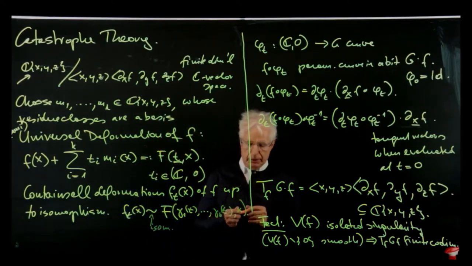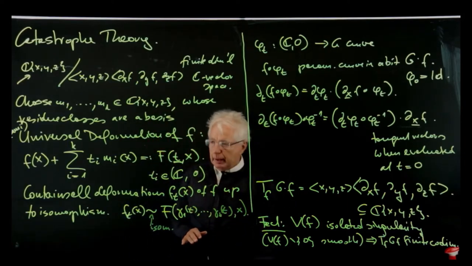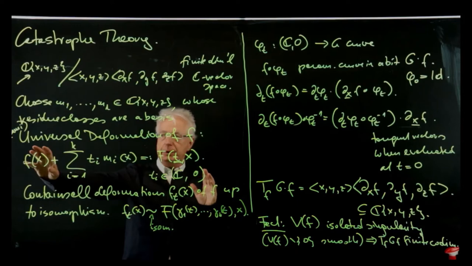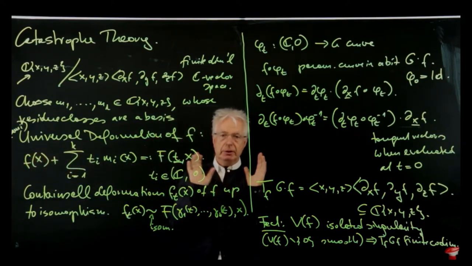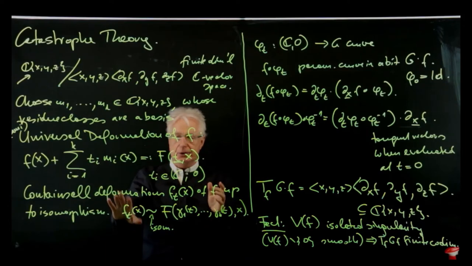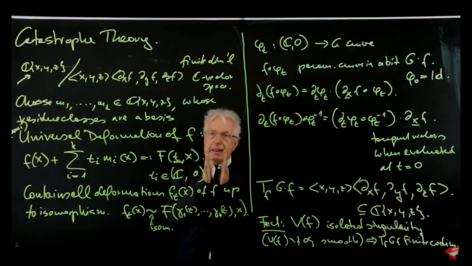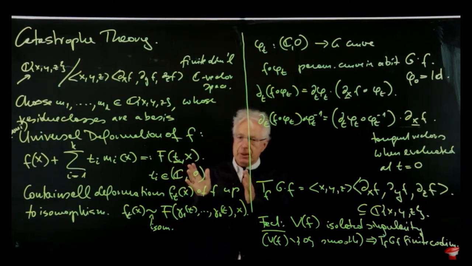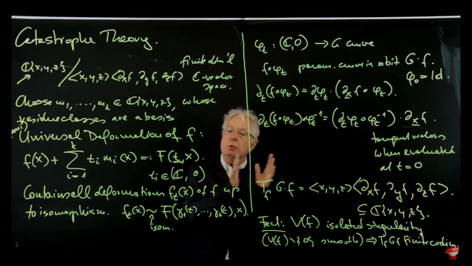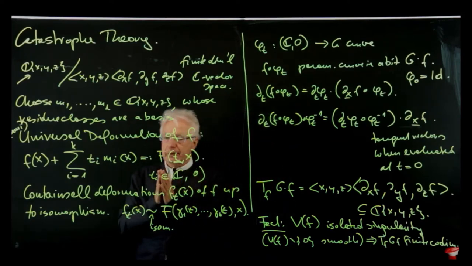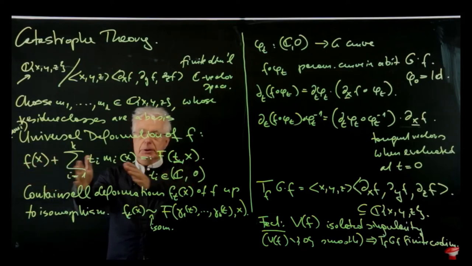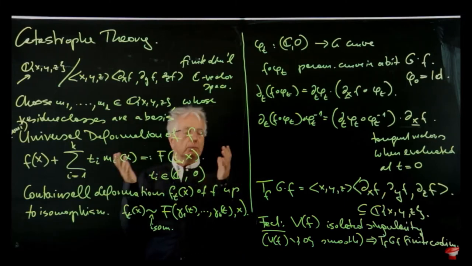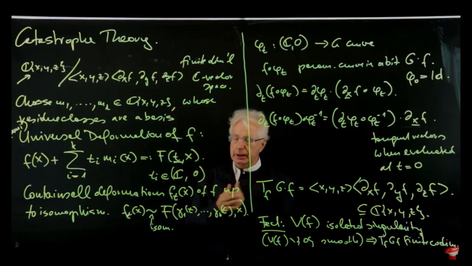Okay, so let me review this. We start with one object f of x. We deform it with a local parameter. The t_i and the t are just local. So this captures a little bit that we only look at objects which are very close to f. If we deform with a continuous parameter, we don't move too far away. And then this object here, which captures all possible deformations, is called the local moduli space of a function f.